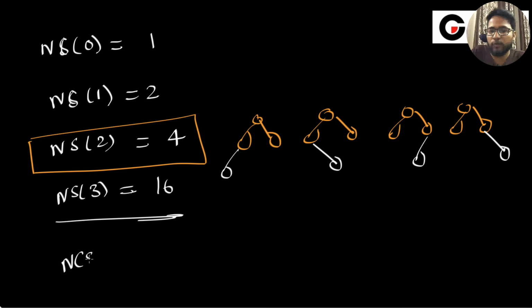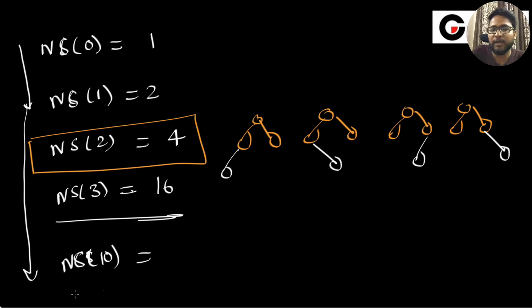Let's suppose you want to compute for height 10. Then what you need to do, you can just fill out in the bottom up manner, which means just compute for 0, 1, 2, 3 till the 10, and then you will be having the value for NS10. I hope the problem is very much clear.